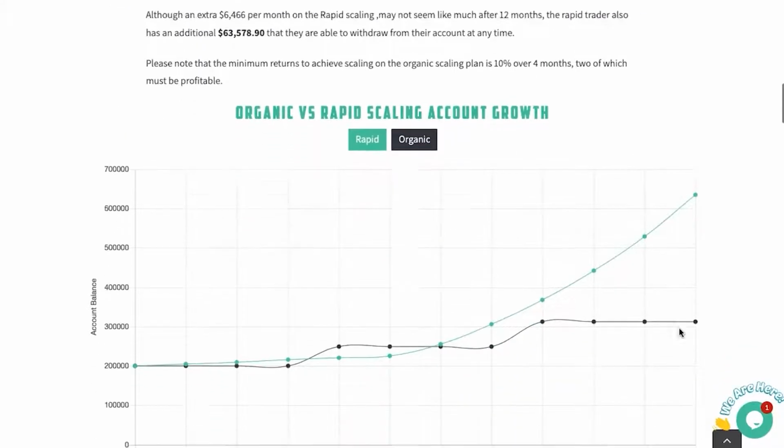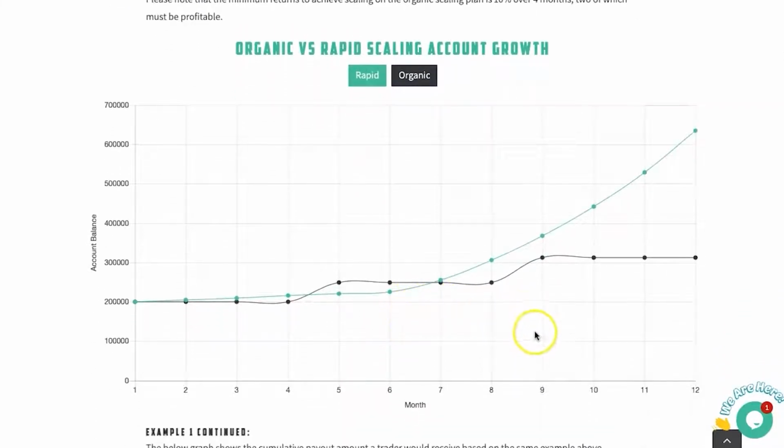Down here, we have what it looks like on a chart. You can see in the black, we've got the organic and the rapid. Now, this is the account size. It's not the profit that a trader takes, it's the account size.